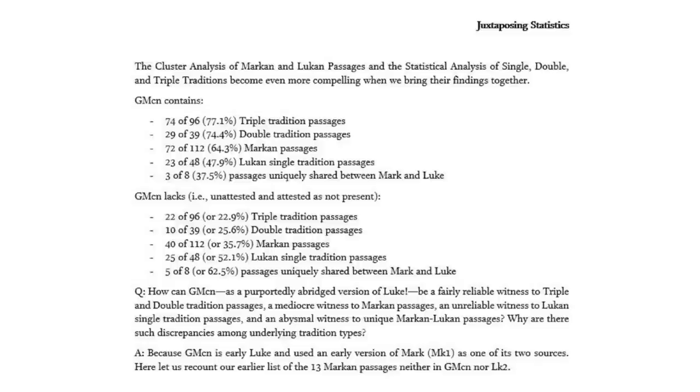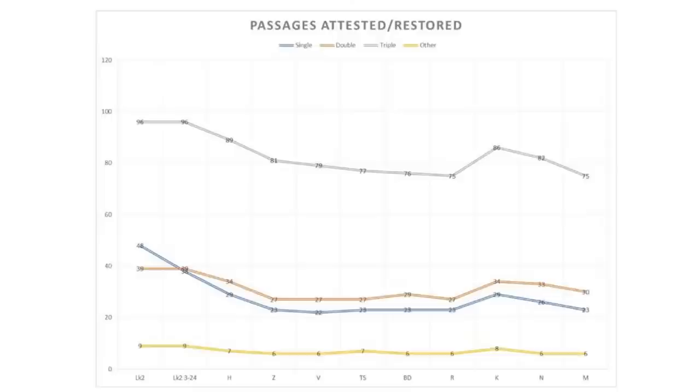Because it's a fantastic witness to triple traditions. It's a really good witness to double traditions. It's a pretty bad witness to Markan passages. It's a horrible witness to Luke and single tradition passages. And it's an abysmal witness to passages uniquely shared between Mark and Luke. None of that sounds like Marcion's gospel is based on a canonical Luke. It all sounds like an earlier version of Luke that was later used by the editor of canonical Luke and rewritten and expanded significantly. And then I try to prove this using statistics and word counts and so on.